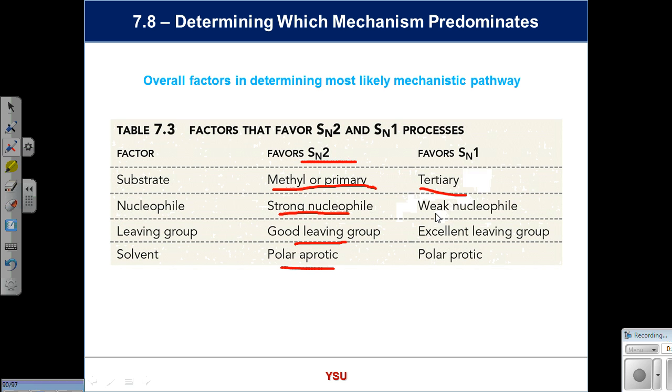You're looking for a weak nucleophile. Go back to that table and look at what weak nucleophiles were. Things like water, things like methanol, they allow things to happen. They allow for a carbocation to get formed. And then you also need a good leaving group for this, because it has to break off in the rate determining step. And now you prefer a polar protic solvent because the hydrogen bonding within that solvent allows for stabilization of the leaving group and of the carbocation.